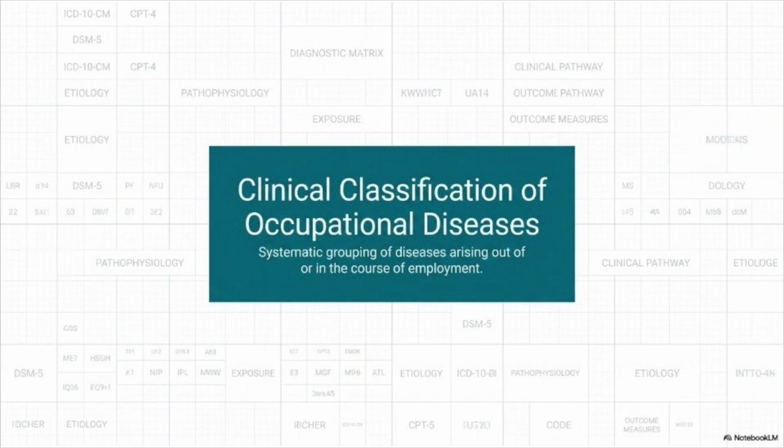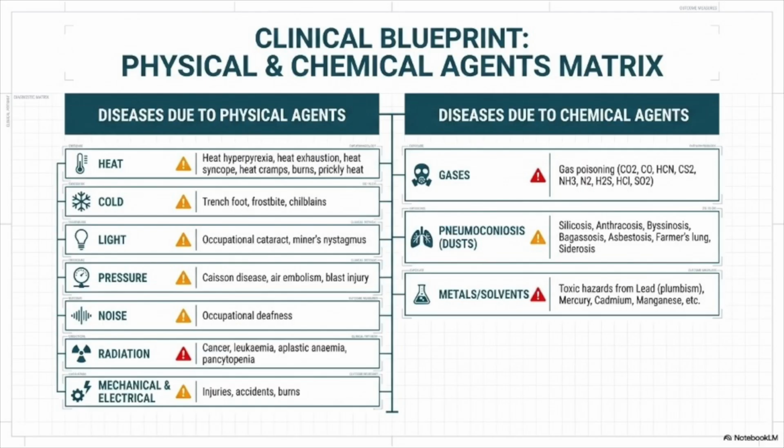Occupational diseases are classified according to the type of hazard responsible. Diseases caused by physical agents include heat stroke, hypothermia, decompression sickness, radiation injuries, and noise-induced hearing loss. Diseases caused by chemical agents include lead poisoning, mercury poisoning, pesticide poisoning, and pneumoconiosis. Diseases caused by biological agents include tuberculosis, hepatitis B, anthrax, brucellosis, and leptospirosis.